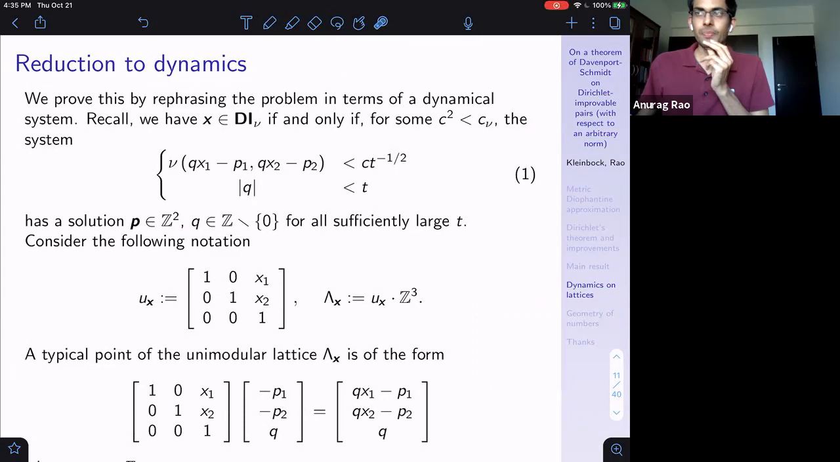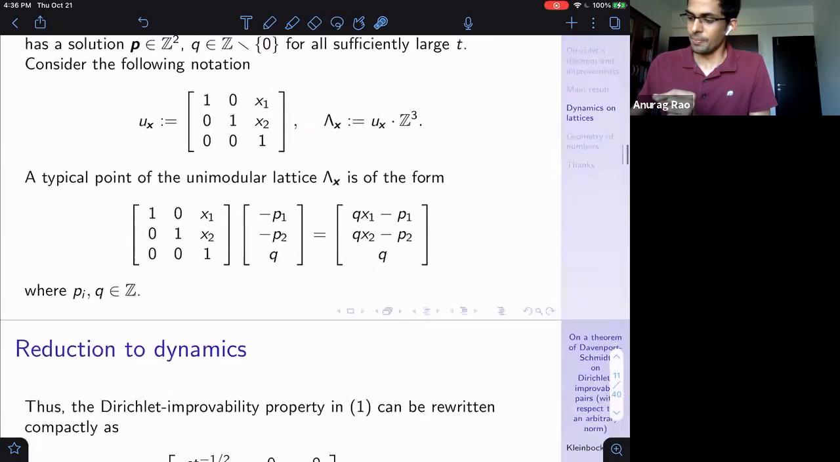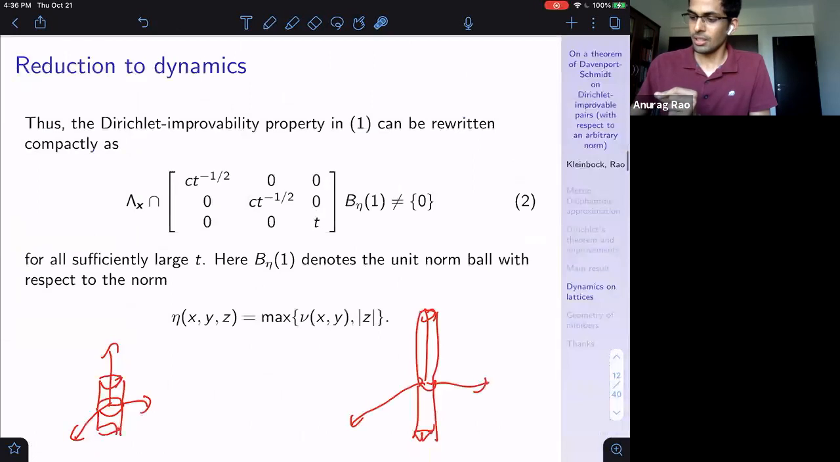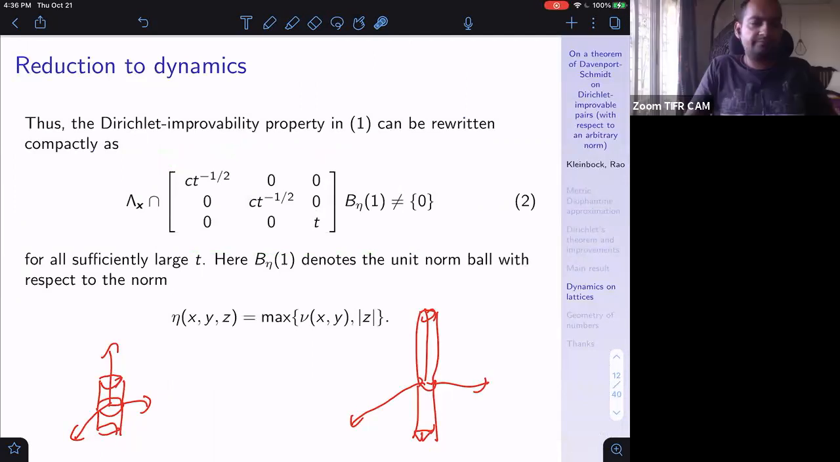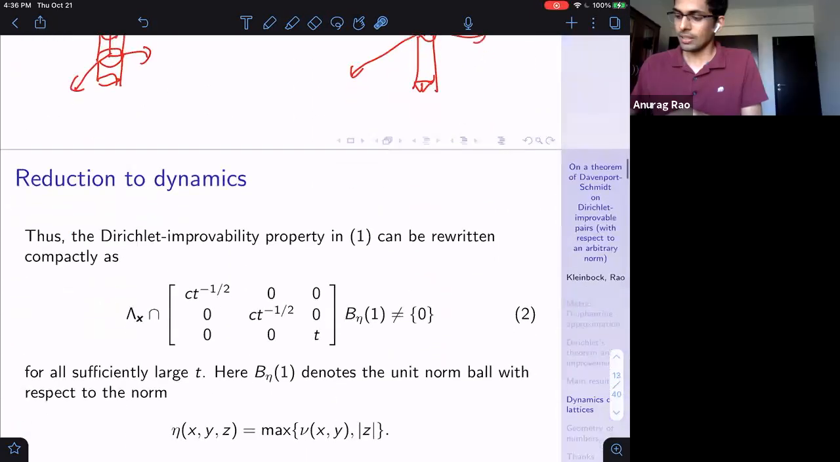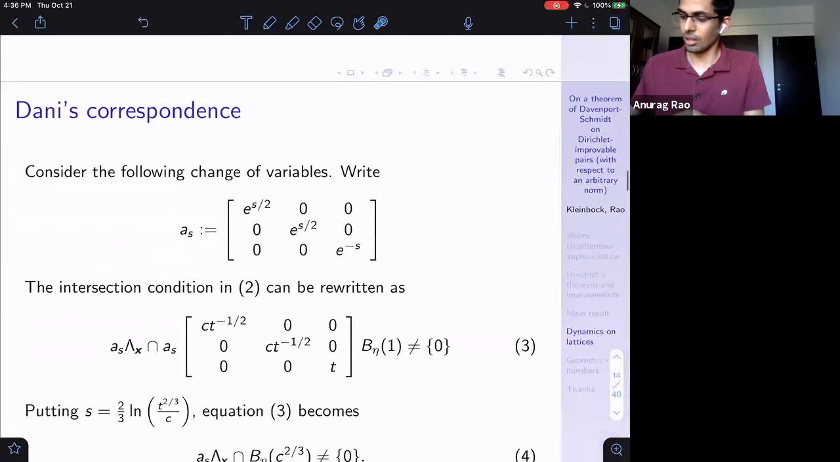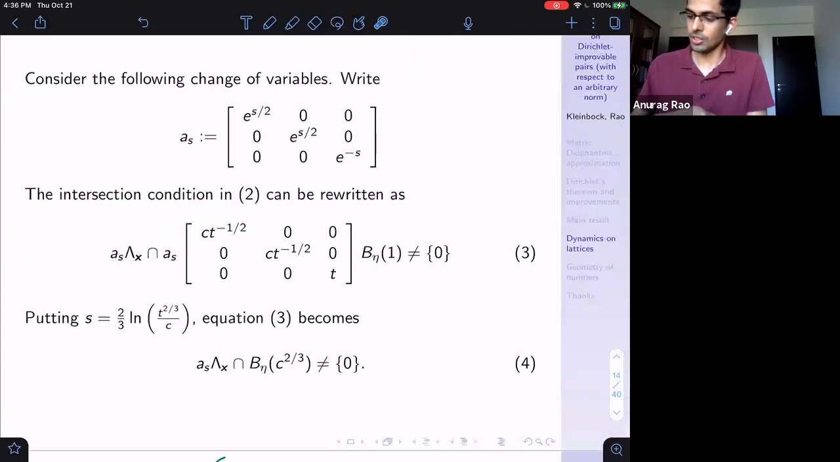Hypothetically, let's say we have C nu. It's finite, we definitely know it's finite. It exists. So let's say something is Dirichlet improvable, then this condition holds. Is this clear from the previous condition, the system? Yes, so this is an intersection condition. All I'm doing is multiplying by A_s, which should also be clear. But then choosing s carefully gives us this.